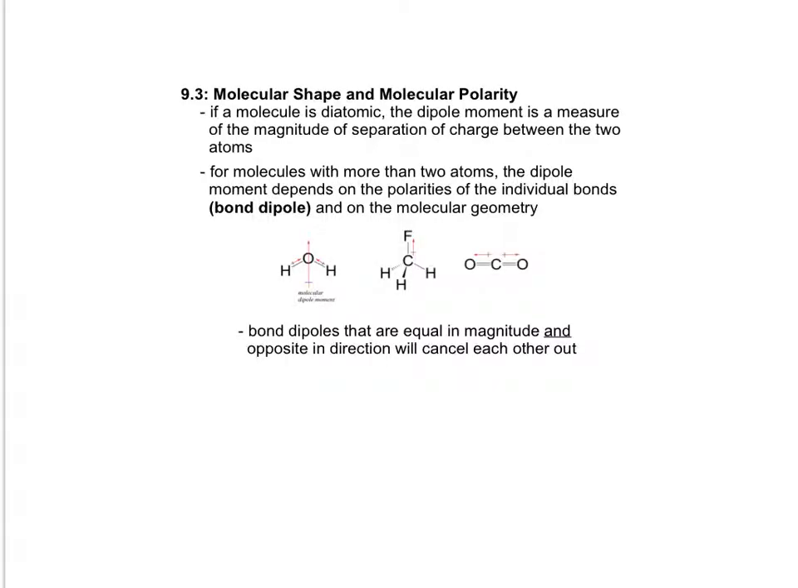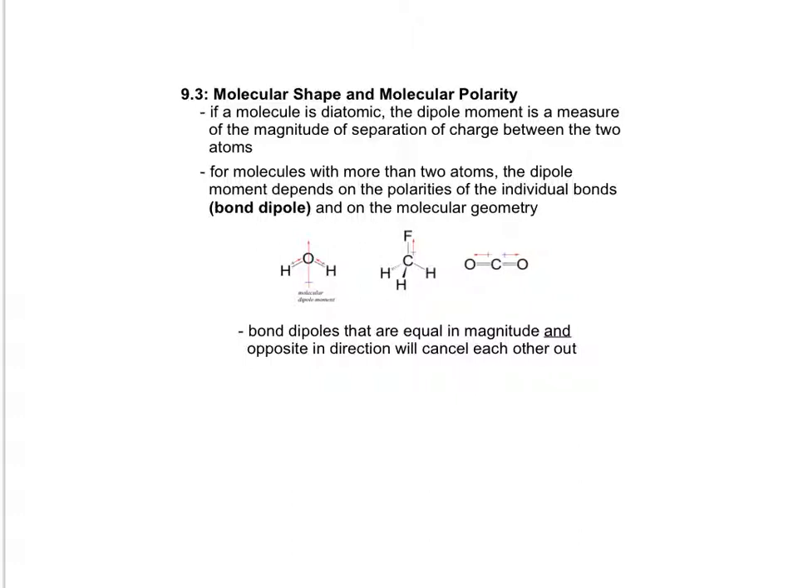So molecular polarity. We already talked about polarity in different bonds, just looking at two different atoms bound together. But now what happens if you look at a whole molecule? Well, we looked at the diatomic molecule. The dipole moment is just a measure of the magnitude of separation of charge between the two atoms, like we've already seen. For a molecule that has more than two atoms, though, we look at the whole molecule to figure out the dipole moment. So that basically means you need to know the molecular geometry to know what the molecule looks like.